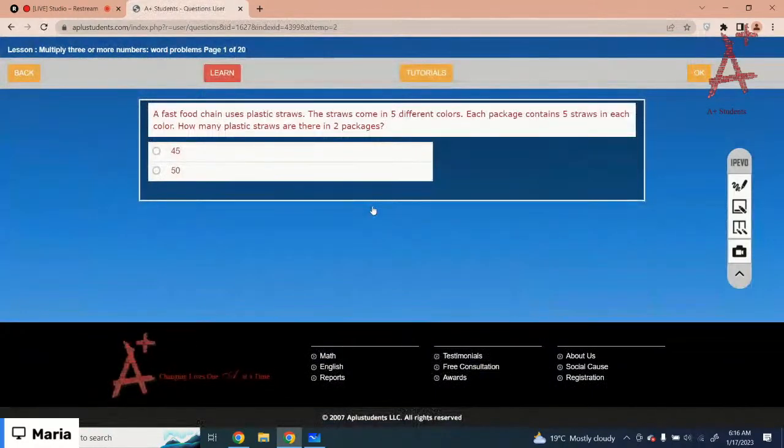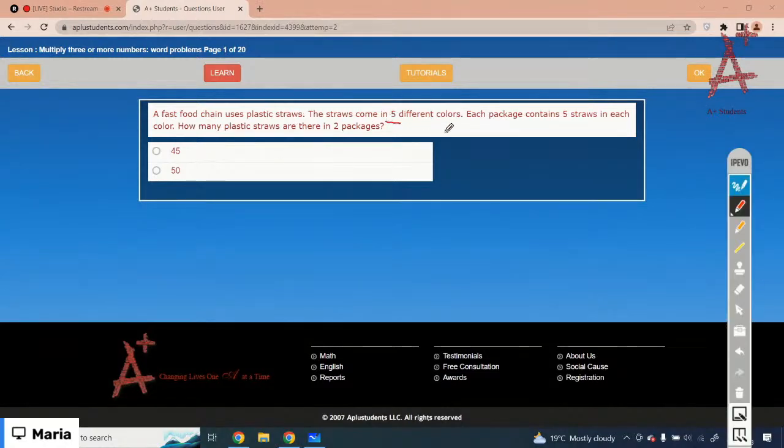Okay, a fast food chain uses plastic straws. The straws come in 5 different colors. Each package contains 5 straws in each color. How many plastic straws are there in 2 packages? Got it? So they have 5 different colors, 5 straws in each packet, and they have a total of 2 packages. So you have to do 5 times 5 times 2. That means 5 times 5, which is 25, and 25 times 2 would be 50. Very good. So the correct option for this one is 50. Just select the correct option and click on the OK button.